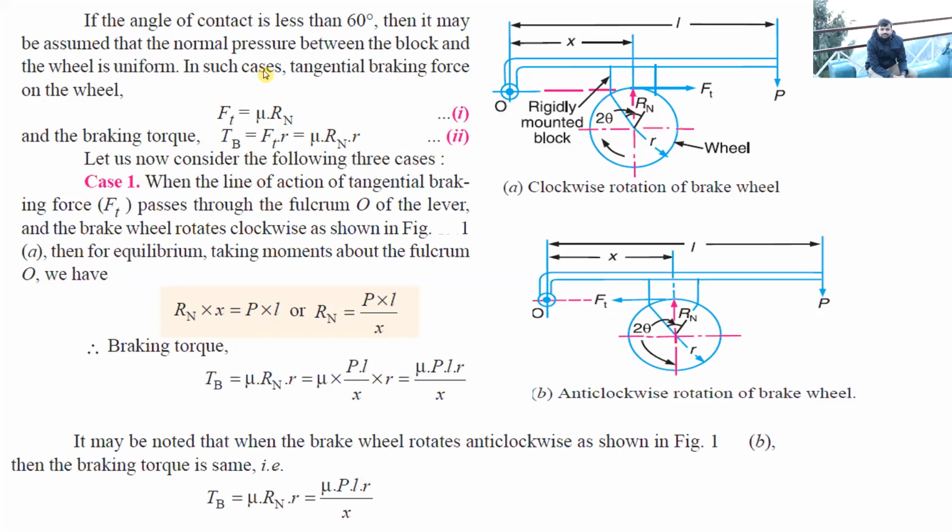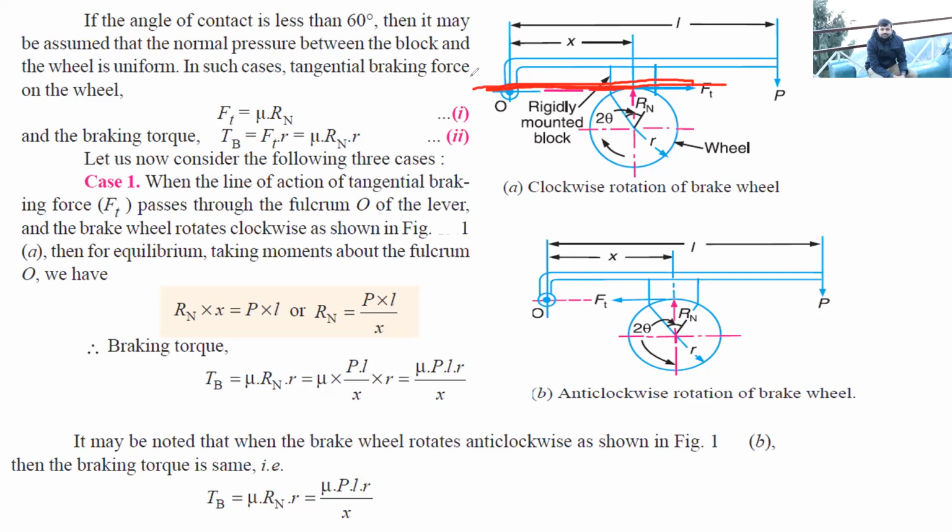Now we can develop three different kinds of cases depending on the position of the fulcrum with respect to the periphery of the wheel. In the first case, the line of action of this Ft force passes through the fulcrum.